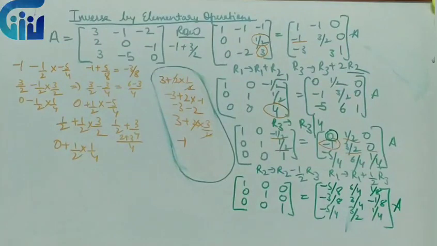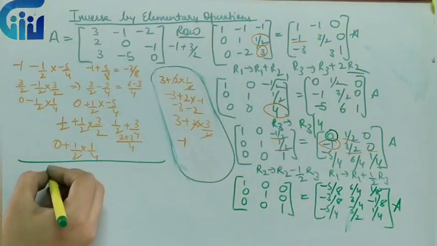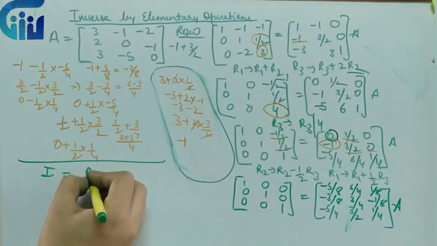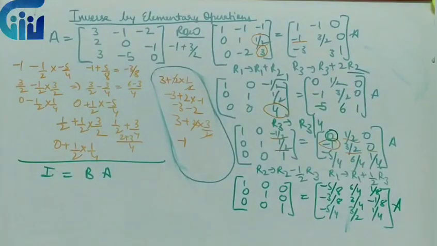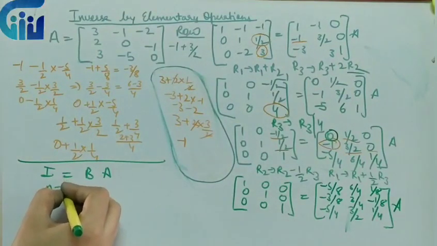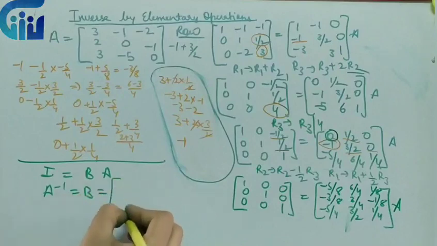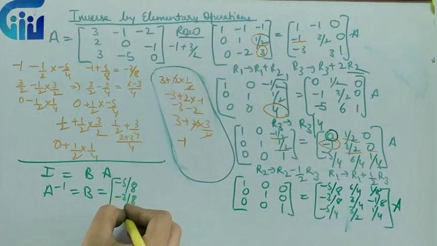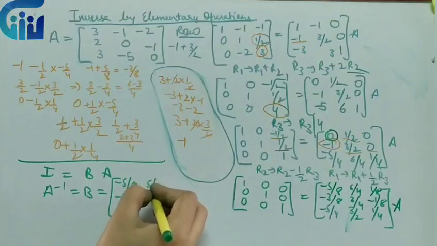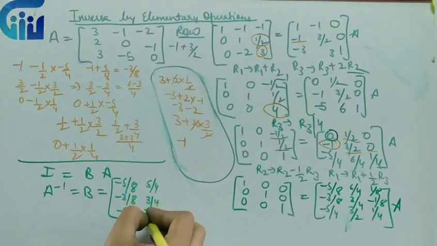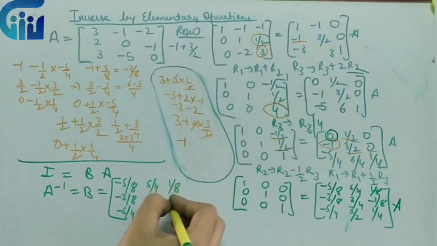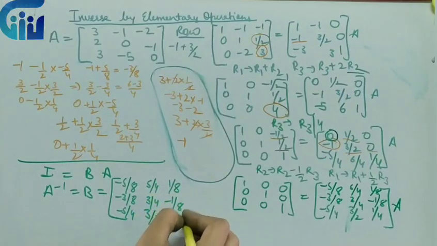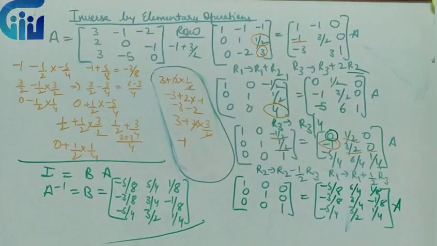So what do we observe? We have got the identity matrix on the left and matrix B on the right. Again the same way, we can say A inverse is B, which is this particular answer over here: minus 5 by 8, minus 3 by 8, minus 5 by 4, 5 by 4, 3 by 4, 3 by 2, 1 by 8, minus 1 by 8, 1 by 4. Hence the answer. So everybody is supposed to write in this particular step.